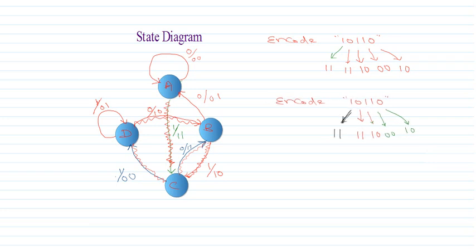Both are the same. You can see here 1 1 1 1 1 0 0 0 1 0. So either you use the state diagram or the state transition table, the data encoded will be the same. This is how we can use the state diagram and the state transition table for encoding any data of a convolutional encoder.